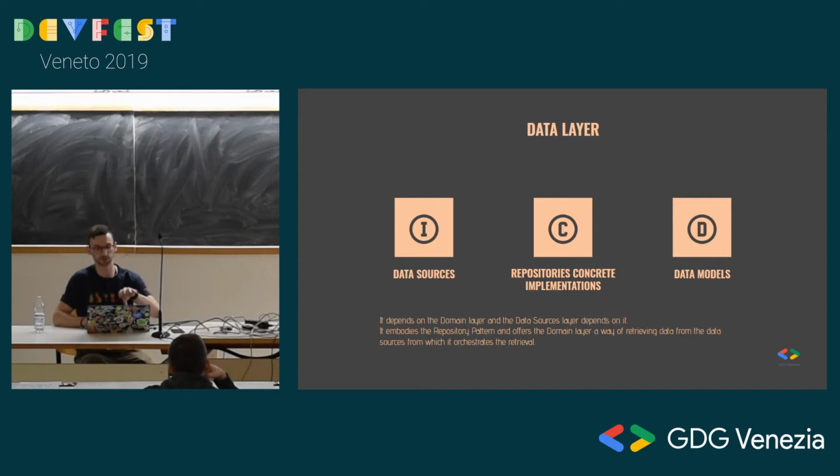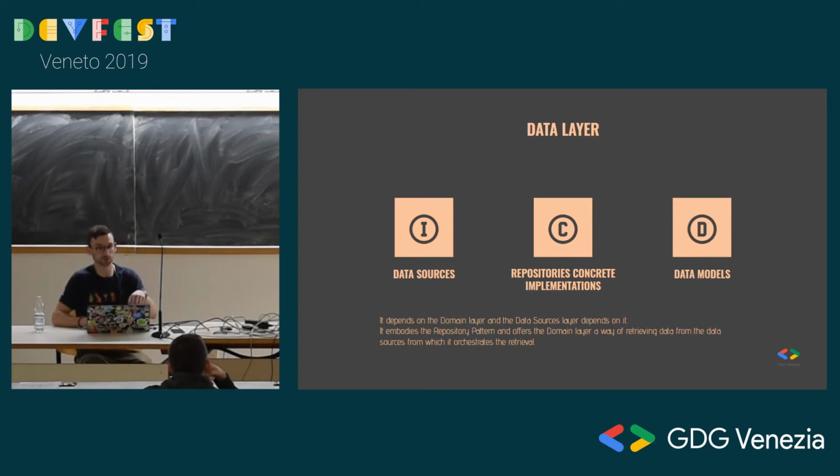We have the repositories' concrete implementation. We defined the repositories up here, and we're going to implement them down here. The repositories' concrete implementation is a repository pattern. It's a component which is going to have a number of data sources, 10, 100, or 1, and it is going to orchestrate the retrieval of data throughout these data sources.